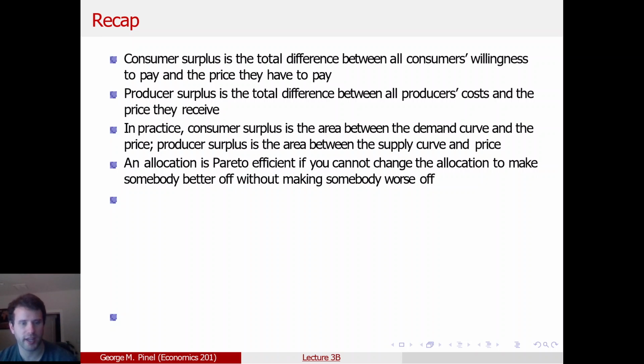All right. The next bullet point, and y'all would have seen this in quantitative assignment 2, is that an allocation is Pareto efficient if you cannot change the allocation to make somebody better off without making somebody worse off. So if you have 2 people and one person needs to give up something in order to make the other person better off, then an allocation is Pareto efficient. If you have 2 people, let's say person A and person B, and you can make person A better off without hurting person B, then that initial allocation that you're considering is not Pareto efficient. Okay?